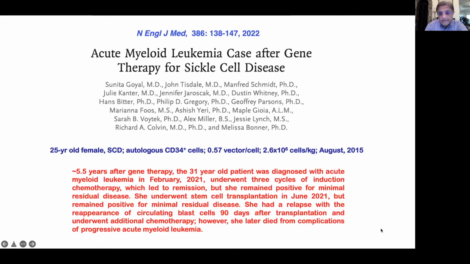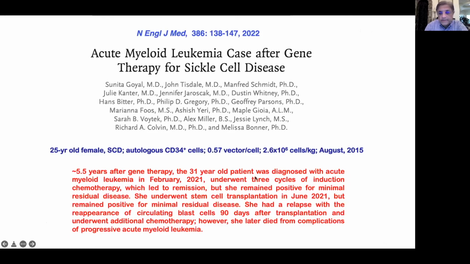So this is not looking very promising either. I'm just going to read what they reported in this paper. They said that 5.5 years after gene therapy, the 31-year-old patient was diagnosed with acute myeloid leukemia in February 2021.